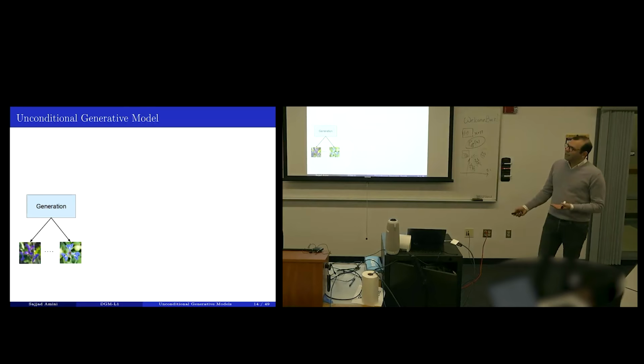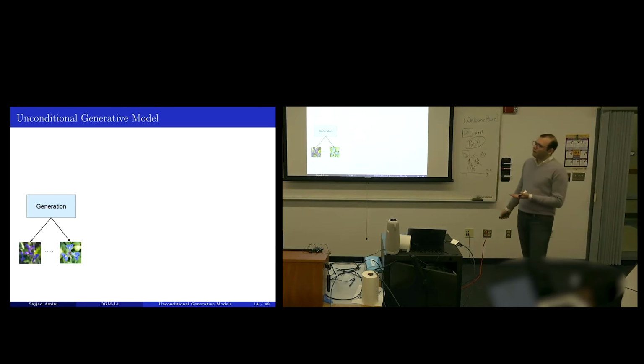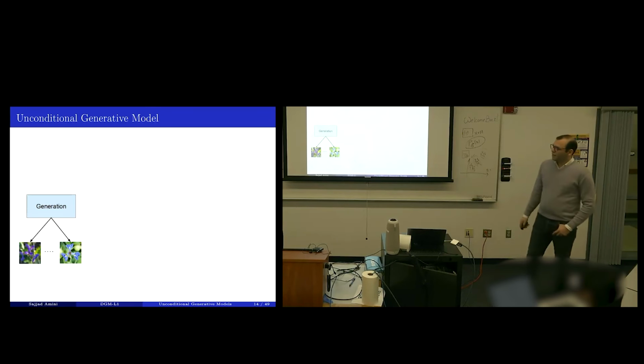So, what is generation? As you can see, if I train an unconditional generative model over the iris dataset, I can generate samples of the iris dataset easily. You know, capturing the iris dataset is a very hard problem, but generating is really easy. We can do it by a computer.